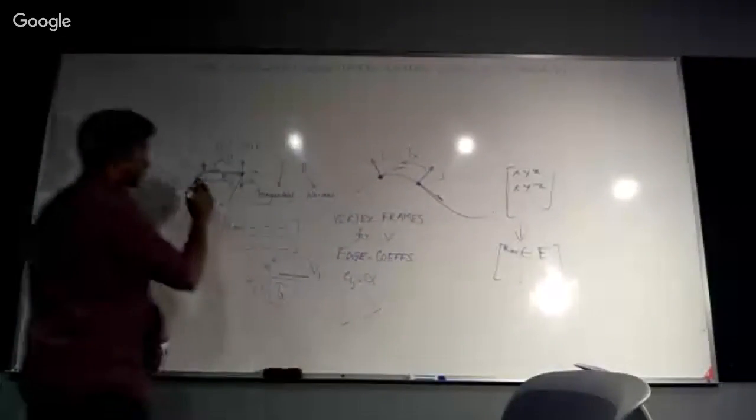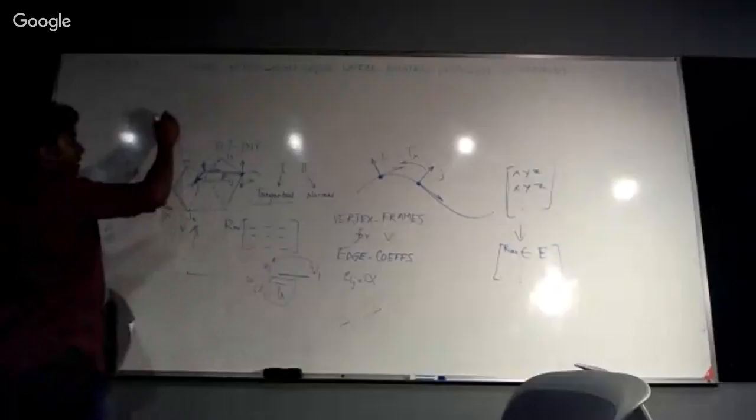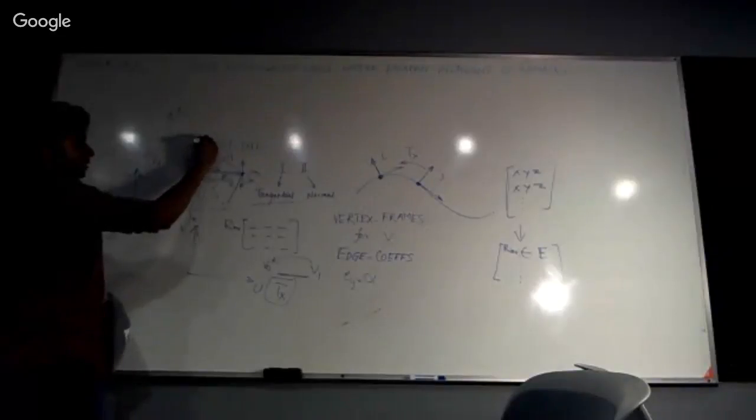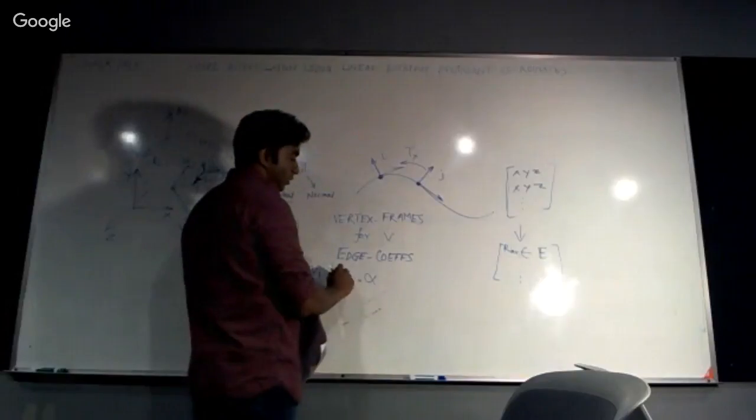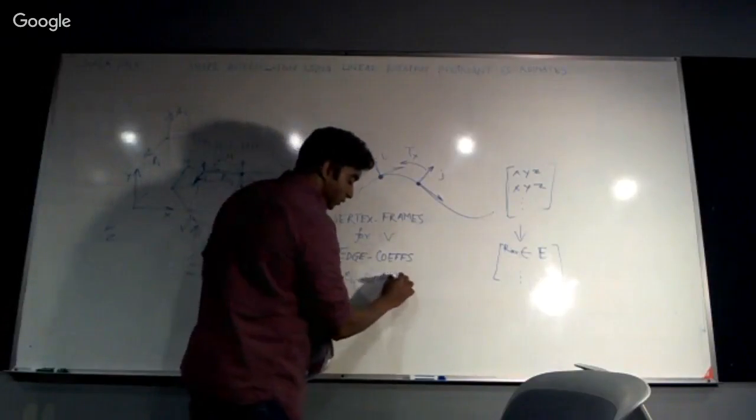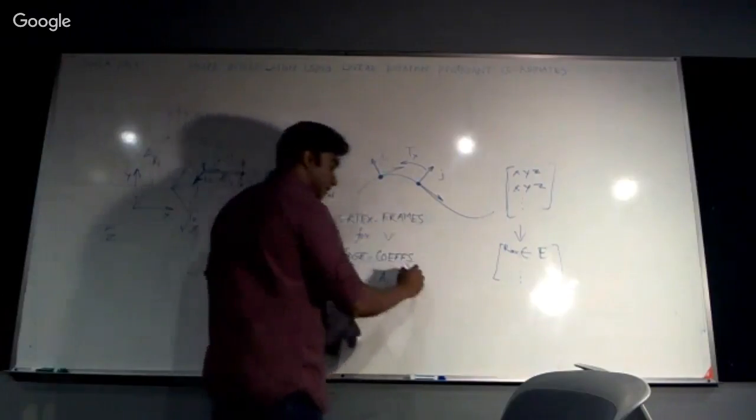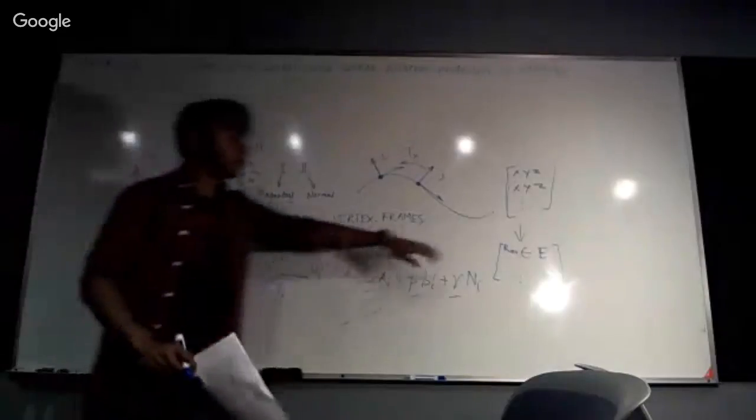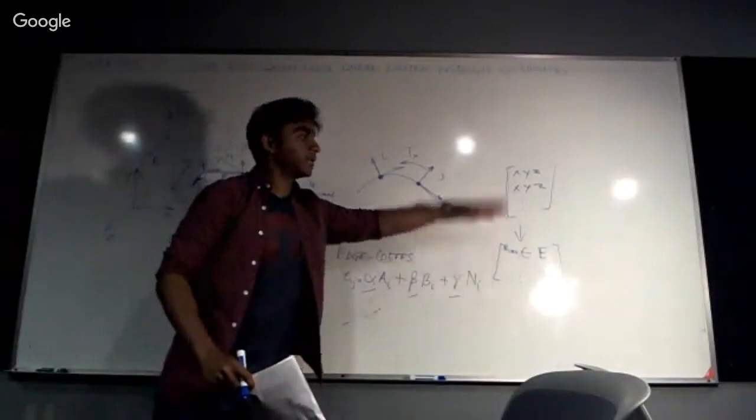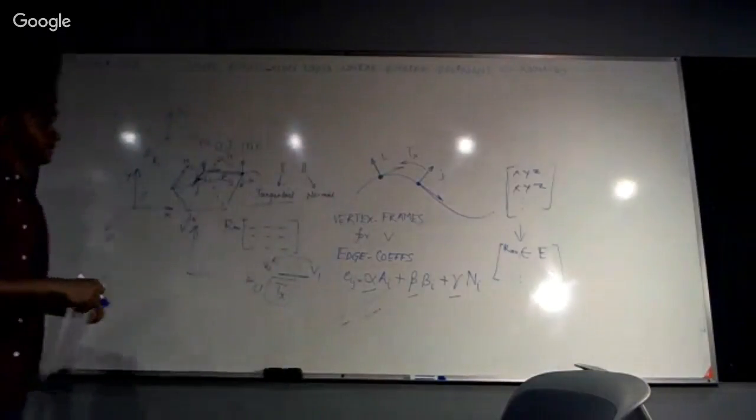So the frame is defined as AI, BI, and NI. Then each EIJ can be broken down into components of the A axis, the B axis, and the N axis. So these coefficients, alpha, beta, and gamma, for every single edge are also necessary to go back from this rotation invariant coordinate space to the mesh again.